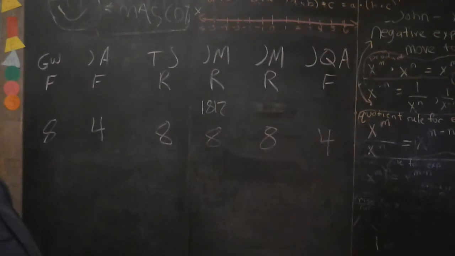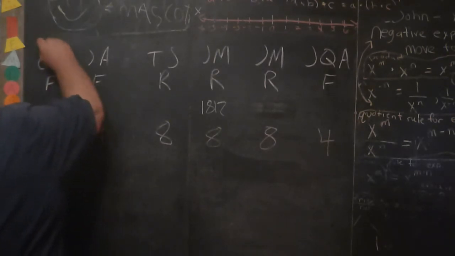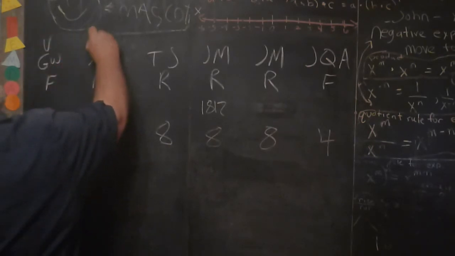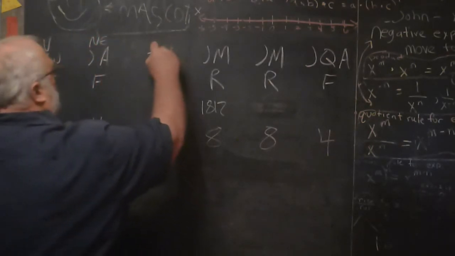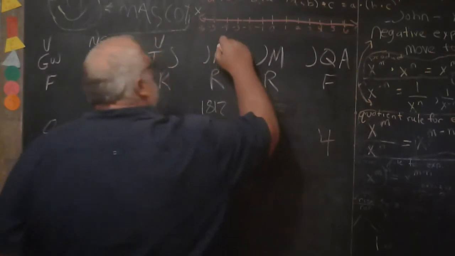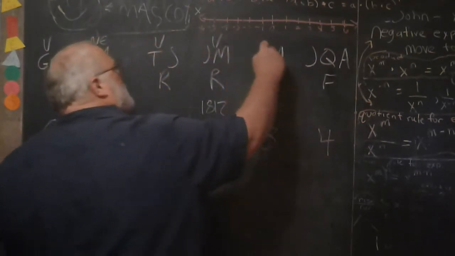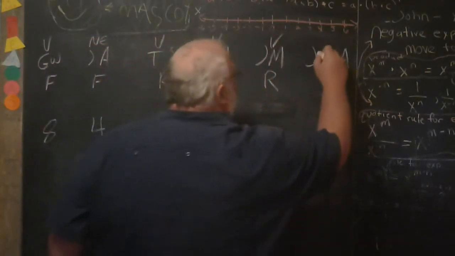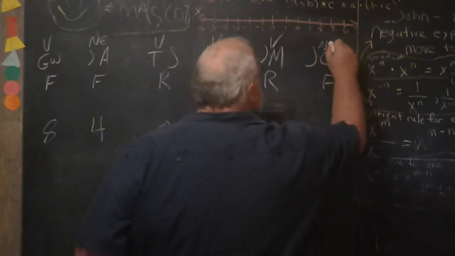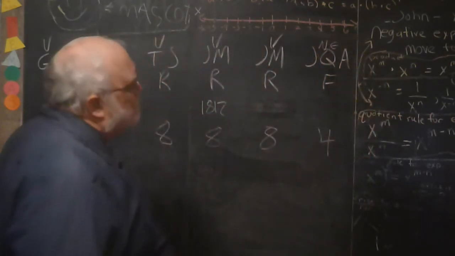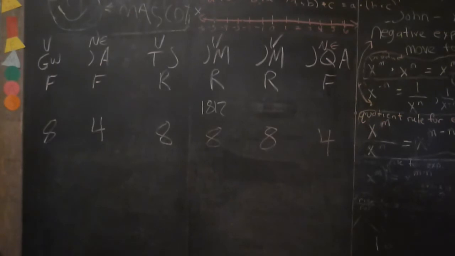For me, one of the more interesting aspects of this breakdown of these presidents is where they're from. George Washington is from Virginia. John Adams is from New England. Thomas Jefferson is from Virginia. James Madison is from Virginia. James Monroe from Virginia. John Quincy Adams from New England. Okay?